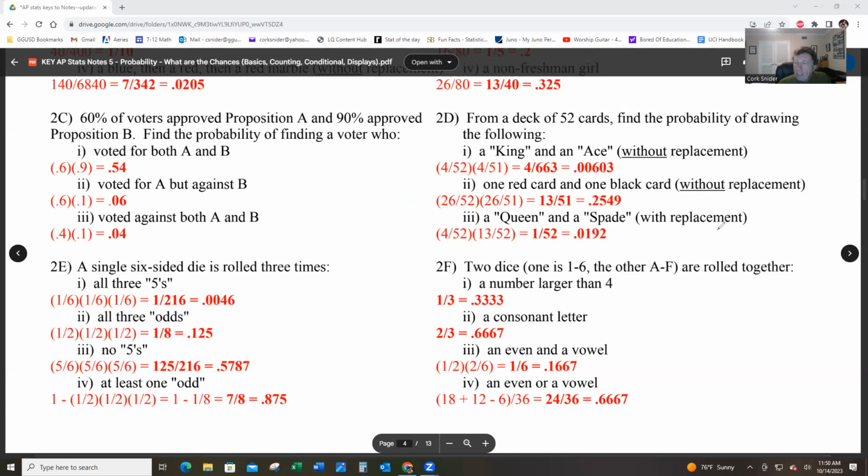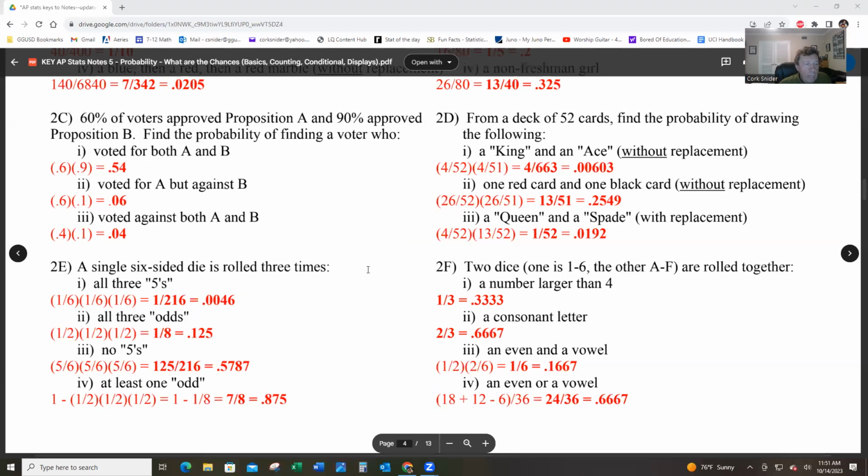And then a queen and then a spade with replacement. A queen, there are 4 cards that are queens out of 52. That's 1/13th there. If you put it back in the deck and then shuffle again, the chance of you getting a spade, if you don't know, there are 13 spades, 1/4 of the deck. So this is actually 1/13th times 1/4, and it ends up being 1 out of 52. Okay.